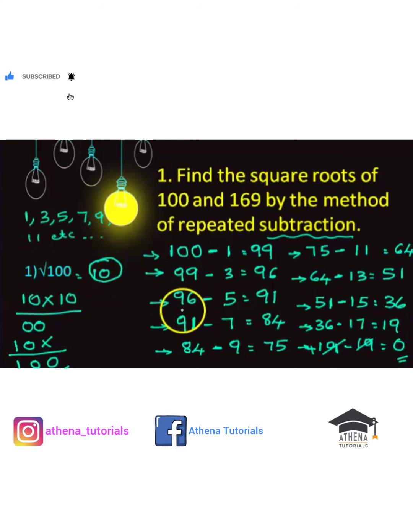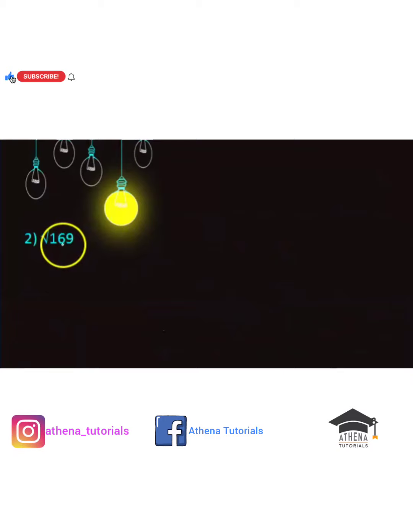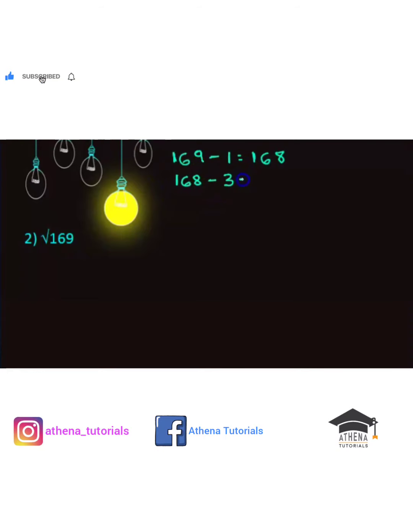Let's solve another problem so you can clearly understand it. The next number given here is 169. Let's start from here. So 169 is the given number. The first odd number is 1. So we'll get the answer as 168. Then 168 is subtracted by the next odd number. We will get 165. Then 165 is subtracted by the next odd number. We'll get the answer as 160.